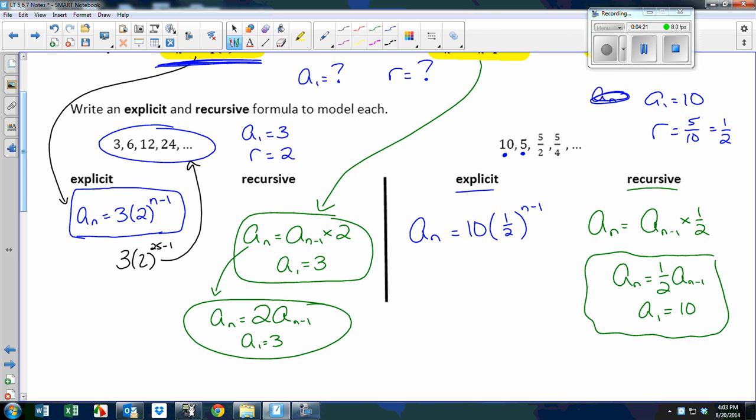Now the recursive pattern, I'll just talk a little bit about it. It's more useful, say, if I asked you to find the 5th term, which would happen to be the next term. So to find the 5th term, you would just multiply by 1/2. Take the previous term, 5 over 4, and multiply it by 1/2 and get 5 over 8. And that's where the recursive pattern is more helpful. But that's learning target 7 notes.